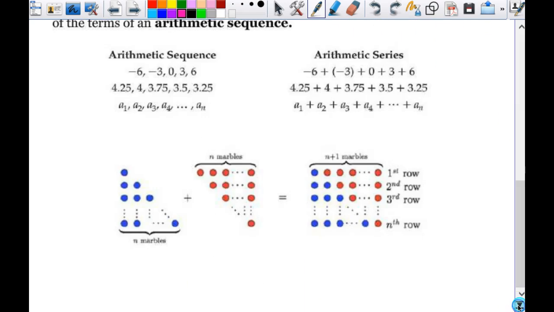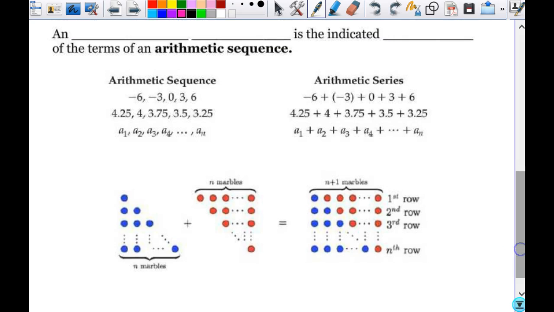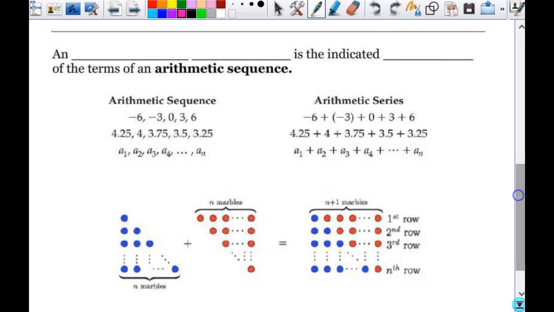So now, all right, we're going to talk about an arithmetic series. What we just did was sequences. This is a series. So an arithmetic series is the indicated sum of the terms of an arithmetic sequence. So if you have an arithmetic sequence, you're going to get an arithmetic sum.